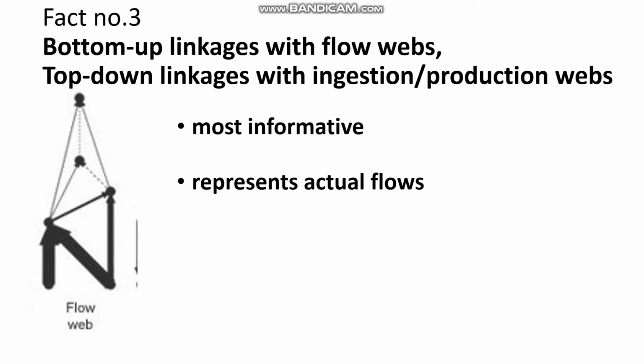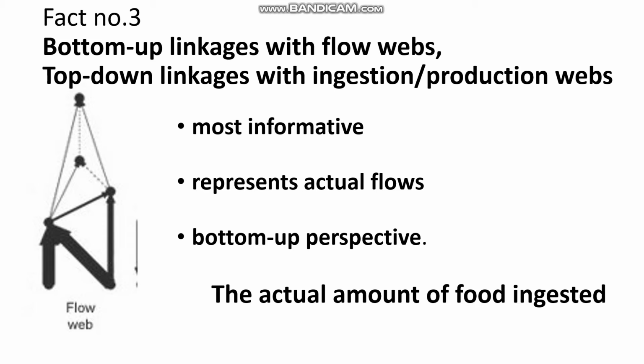It can be considered to quantify interaction strength from a bottom-up perspective. For the flow webs, once again, the actual amount of food is taken into account. For example, we can see here many types of thickness. It's called the range of flows. The wide range of flows is largely explained by great variation in production among species.